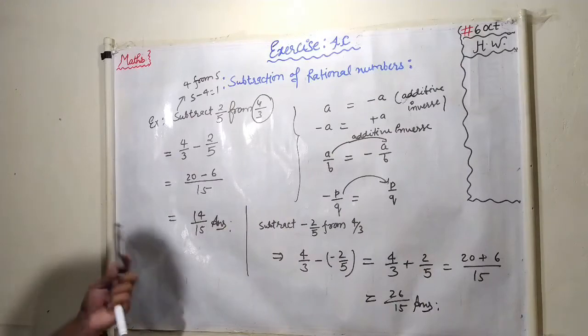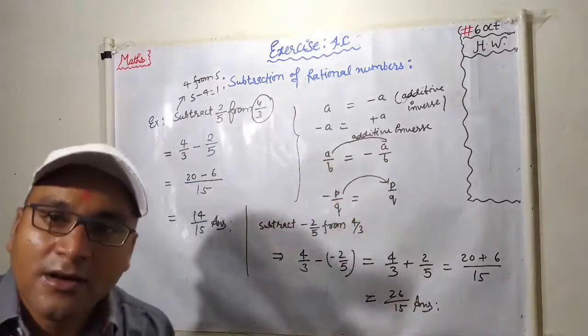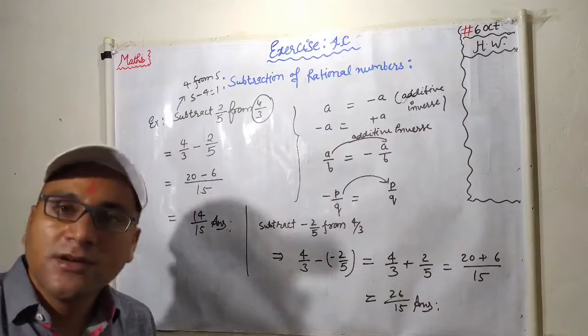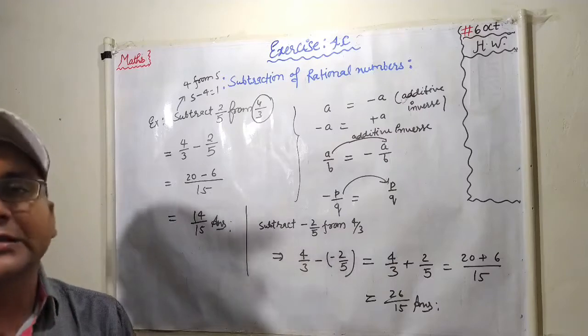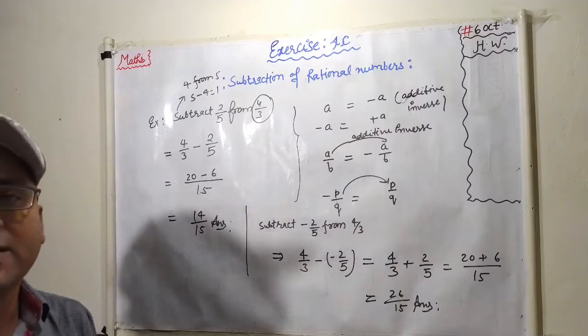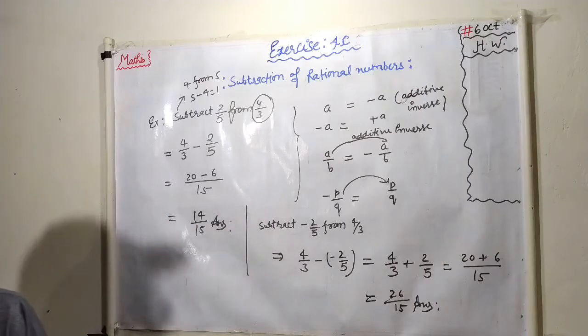So these are some examples related to the subtraction of rational numbers. And you know that the additive inverse of any number is just opposite in sign. You change the sign, you get the additive inverse. If it is plus, then it is minus. If it is minus, then it is plus, students. Now I'm going to start your exercise 4C.